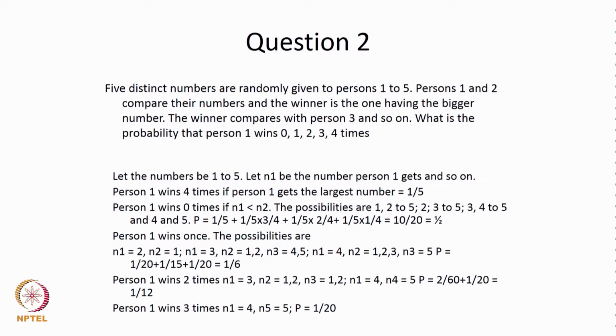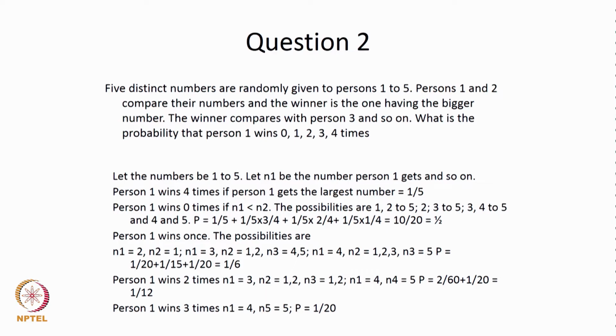So, the solution is, let the numbers be 1 to 5 and let n1 be the number the person 1 gets and so on. So, the numbers are 1 to 5, the persons are also called 1 to 5. So, person 1 will win 4 times if person 1 gets the largest number, because irrespective of who person 1 compares with, starts comparing with 2 and then wins and then compares with 3 and then wins and so on, that can happen when person 1 gets the largest number, which is 1 by 5.